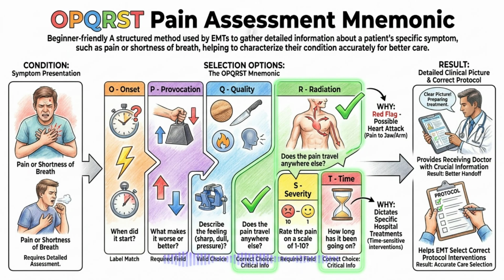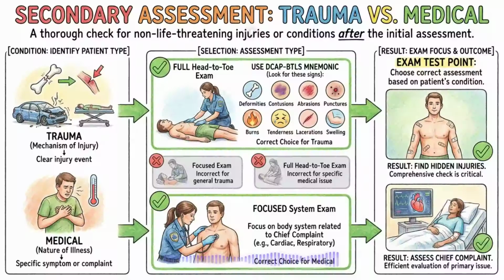Asking if the pain radiates to the jaw or arm can help you identify a potential heart attack, while asking about the onset time dictates specific hospital treatments. Mastering OPQRST allows you to paint a detailed clinical picture for the receiving doctor, and helps you select the correct protocol interventions.